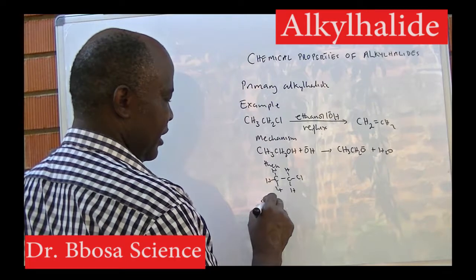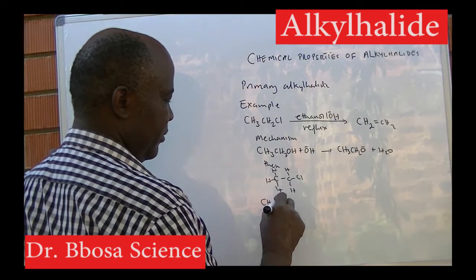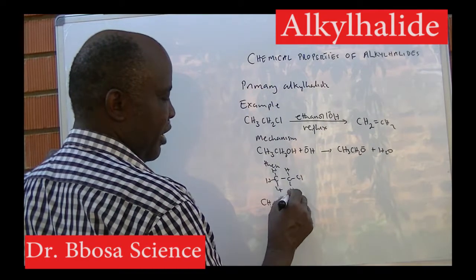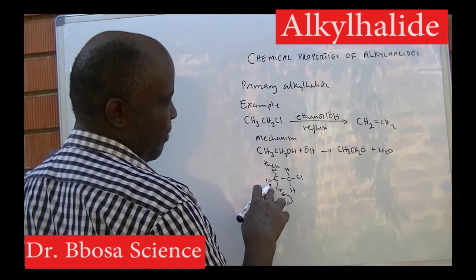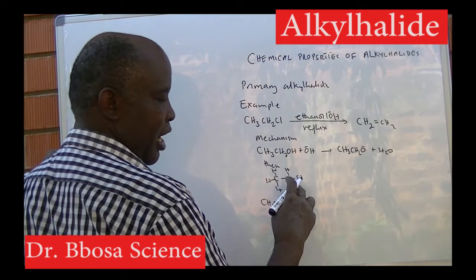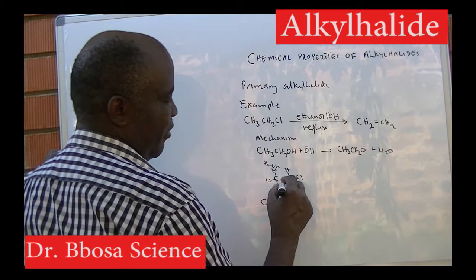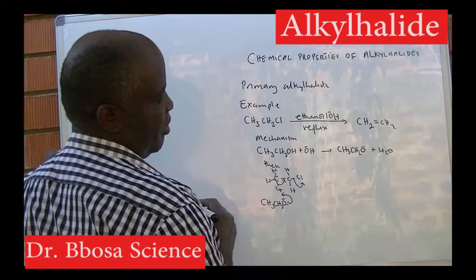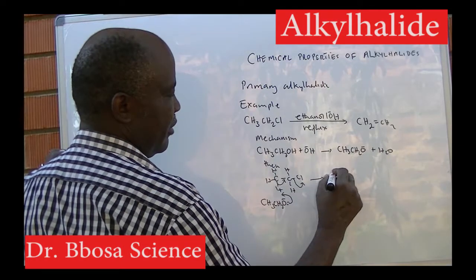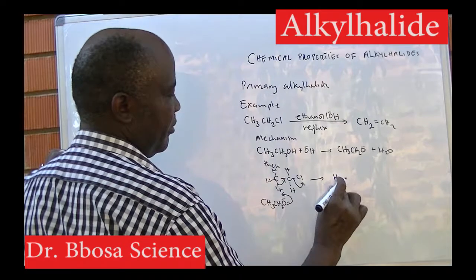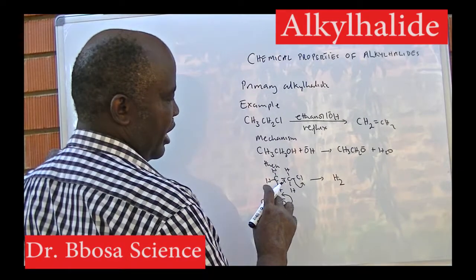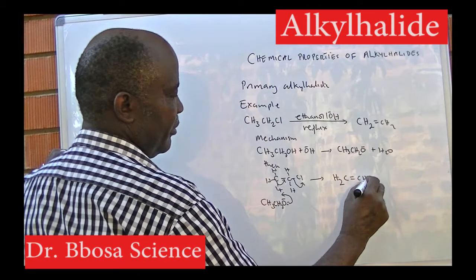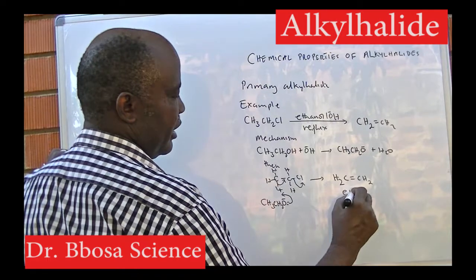The ethoxide ion uses the pair of electrons to pick a hydrogen atom from the carbon next to the one carrying a halogen atom. A double bond forms. The bond between the carbon and a hydrogen atom breaks, one hydrogen atom was removed, to get ethene.